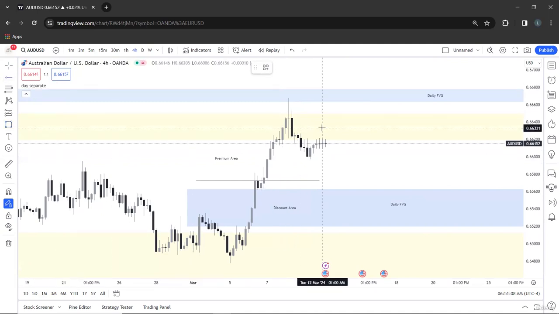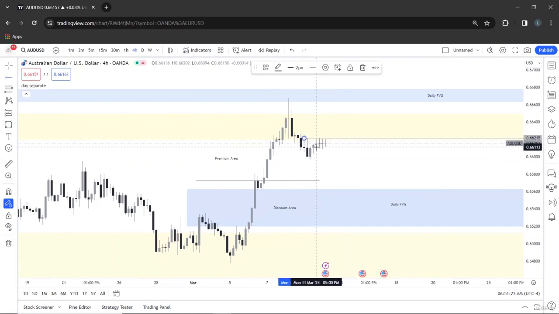Where is the next draw of liquidity? Where is it? It has just grabbed this. Let's see. Well, it hasn't. The high of this candle is 209. The high of this candle is 214. So yes, it has grabbed that. Let's grab that. This is 214. This is 209. So we grabbed that right there. Swept that.